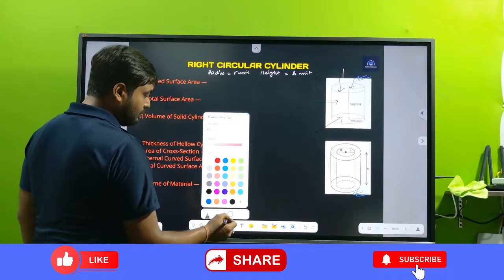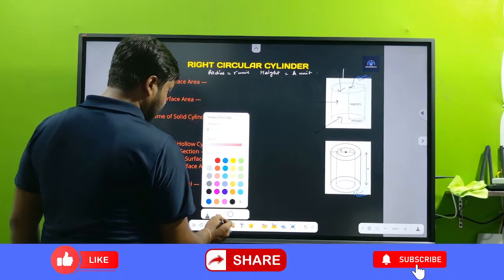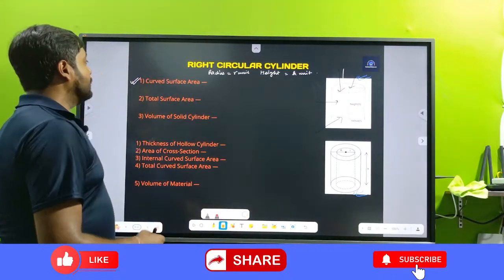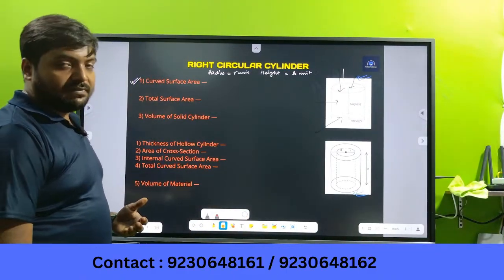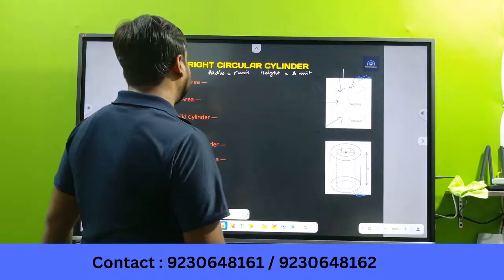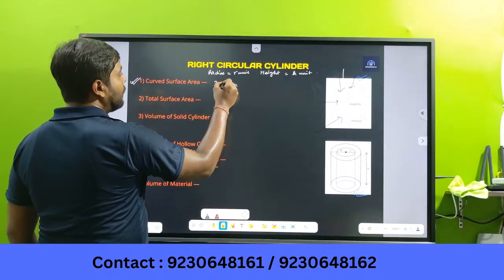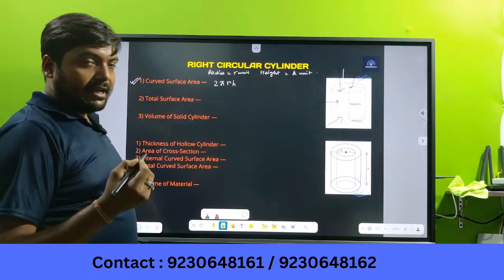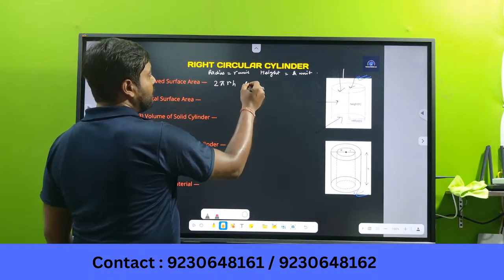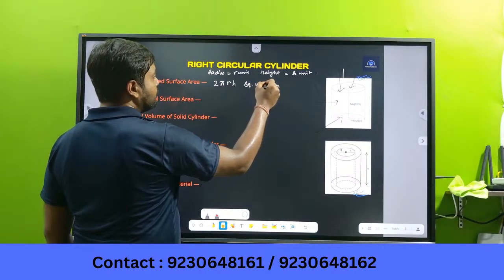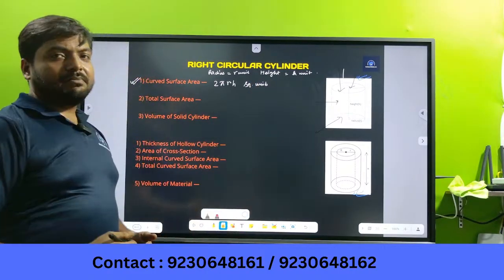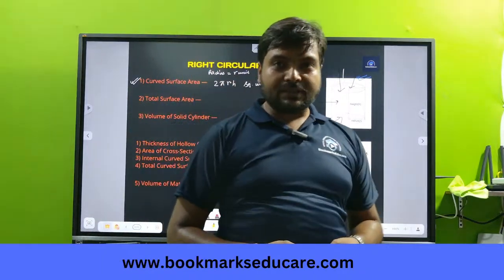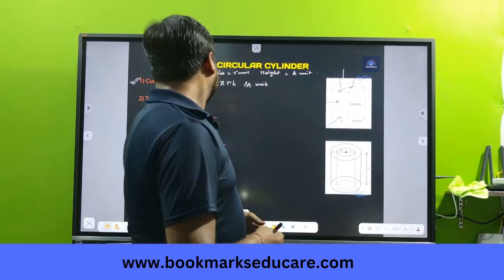Now what is the formula for curved surface area? The formula for curved surface area is 2 pi R H, and as it is area, the unit will be square unit. Unit means if it is in meter, then it will be square meter. If it is in centimeter, then it will be square centimeter, and like that.